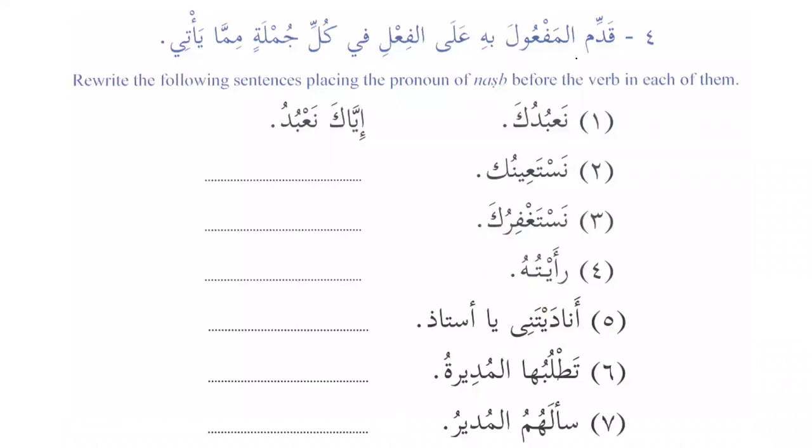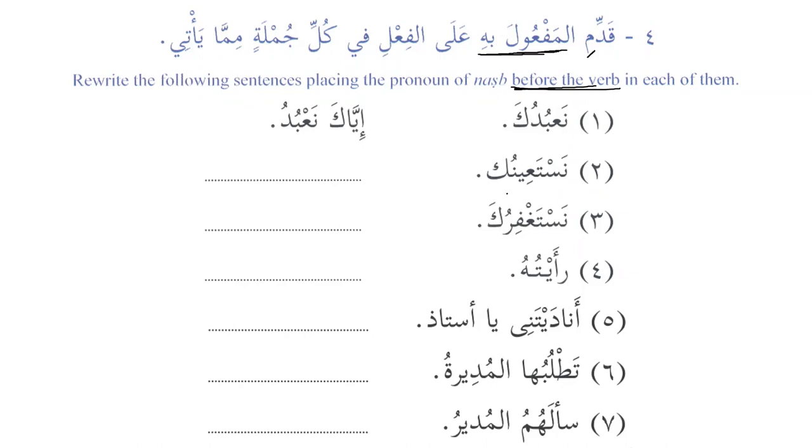Qaddim. And we know qaddama yuqaddimu taqdiman is to bring something forward. Qaddim al-maf'ula bihi. So we have to bring forward what? The object, maf'ul bihi, ala al-fi'li, to the verb, fi kulli jumlatin mimma ya'ti, in each of the following sentences. And the translation here says rewrite the following sentences, placing the pronoun of nasb before the verb in each of them. So we have to place them before the verb. Example, na'buduka. And if we want to bring the detached pronoun, then we have to use iyyaka na'budu.